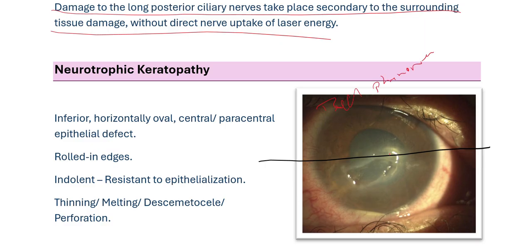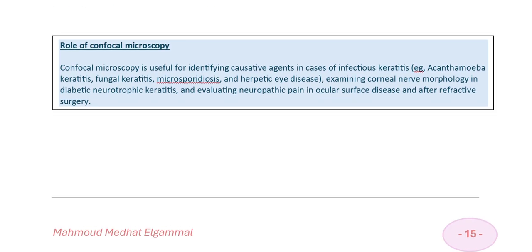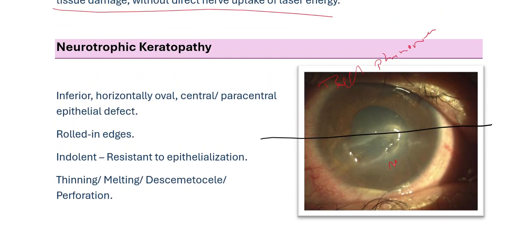And it's usually horizontal, and the edges are rolled in or heaped edges. They are usually clean, no stromal infiltration, no signs of infection, unless secondarily infected. There might be signs of melting of the cornea.